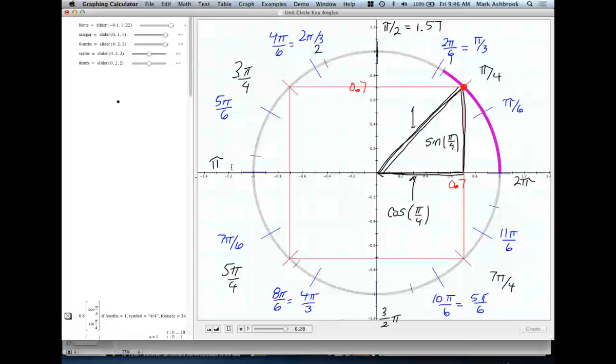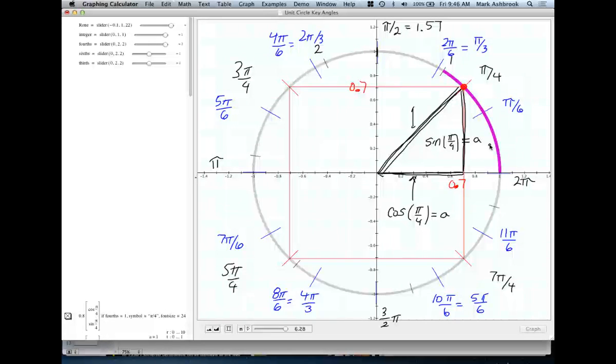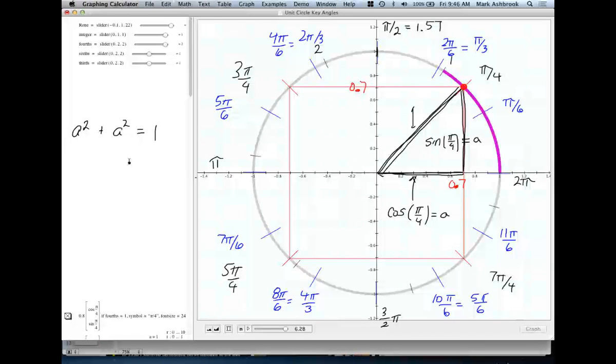So let's call them A. How are we going to solve for A? So we got A here this way, A this way, and a hypotenuse of 1. How can we solve for A? Pythagorean theorem. So what would it be? A squared plus another A squared equals 1. Make sense? 2A squared equals 1. And so A squared equals 1/2. And so A equals the square root of 1/2.